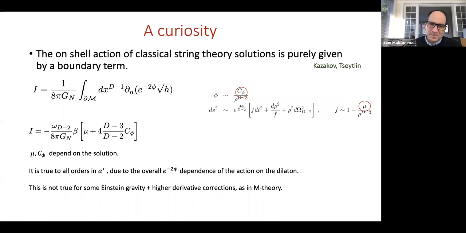So that implies that the action can be purely expressed in terms of quantities that are defined far away. So for example, the dilaton far away will decay like 1 over r to some power, and the metric similarly. So in terms of the mass and this constant for the dilaton, you can write down the action. Now you might say this is trivial. Of course, it's true for Einstein gravity, and you can say that's a special case of this, but it's not true for Einstein gravity plus some higher derivative corrections. For example, in 11 dimensional supergravity, this property is not true. So anyway, it's also true if you include the Ramond fields.